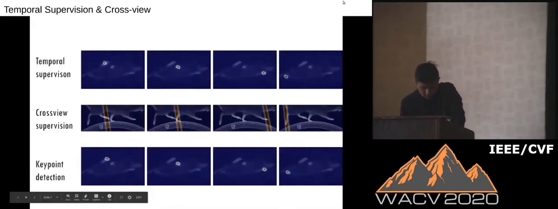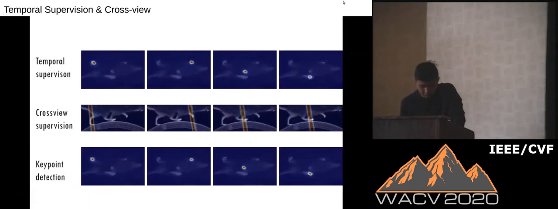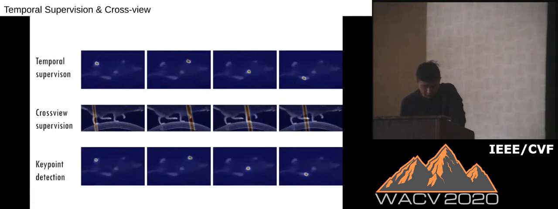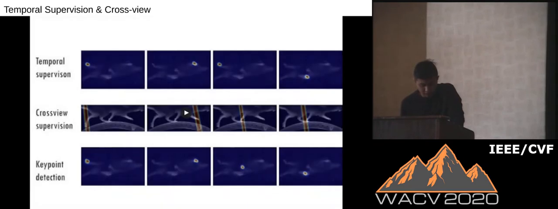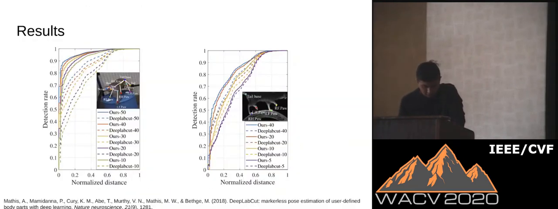So here's an illustration of how temporal and cross-field supervision help the key point detection in our framework. We did the experiments on a multi-view dataset. And here we have the quantitative comparison between our method and DeepLabCut. The trailing number after the method name represents the number of annotations. So we found our method performed overwhelmingly better than DeepLabCut with the same number of annotations.